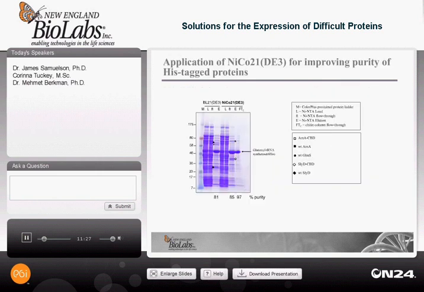In this example, we show a real-world example of using the NiCO21 strain to purify a his-tagged protein. And we compare the process directly to a process where BL21DE3 was used. In the elution fraction from BL21DE3, you see that there are several contaminating proteins. The 3 most prominent contaminants are indicated by filled symbols.